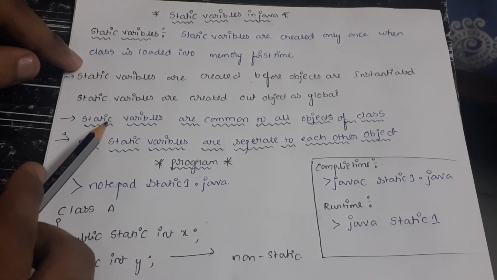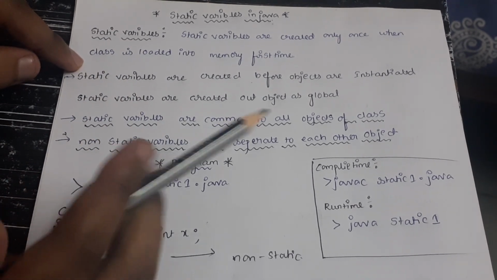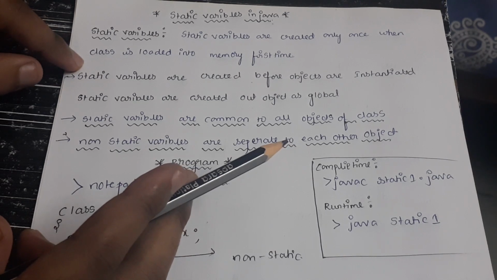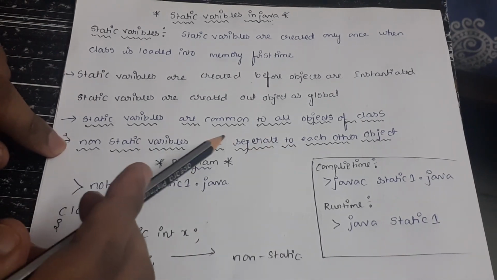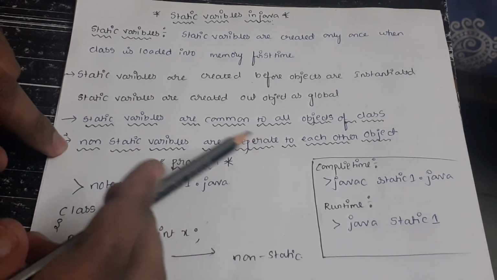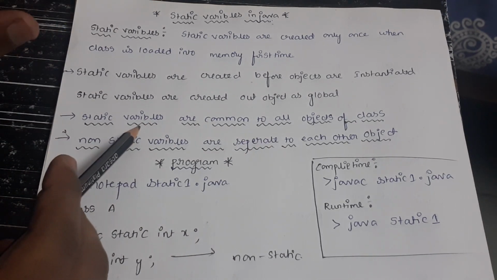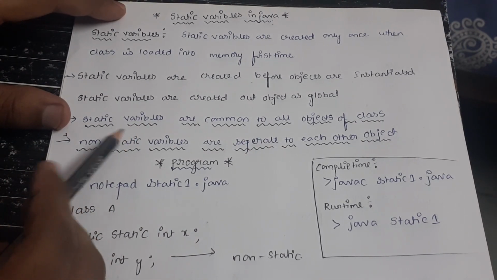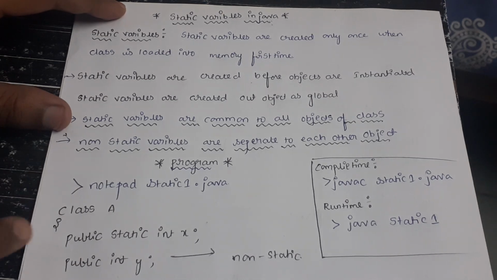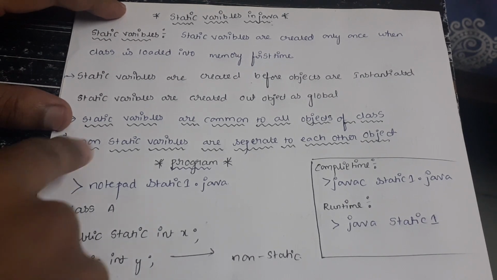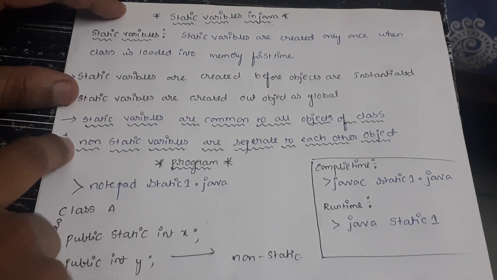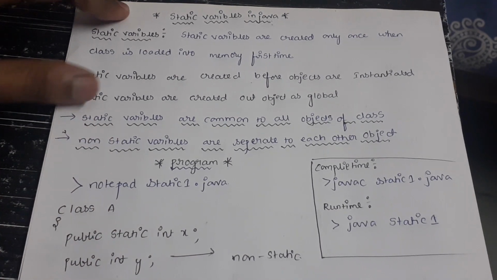Static variables are common to all the objects of a class. Non-static variables are separate to each object. That means whatever the static variable is, it is common to all the objects which are created inside the class. Now I'll show you the meaning of these two sentences in the following program.